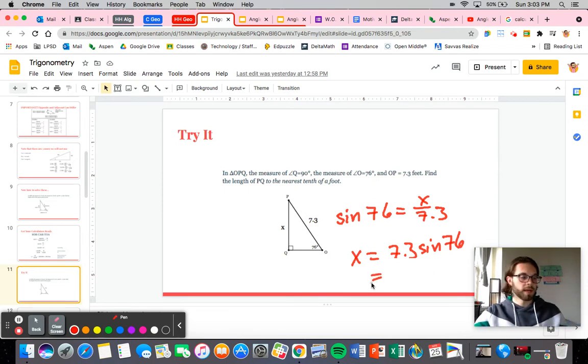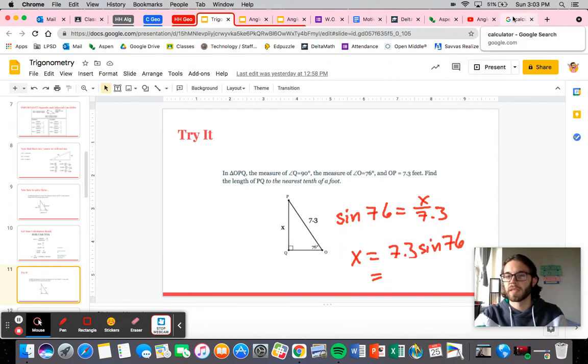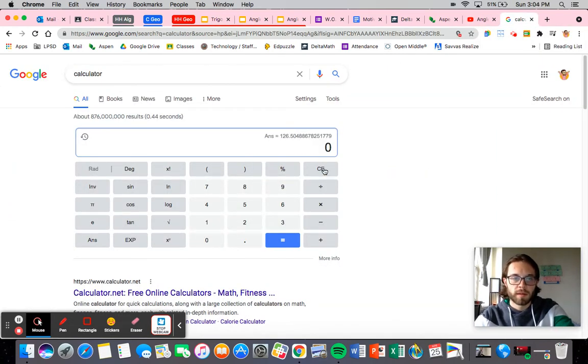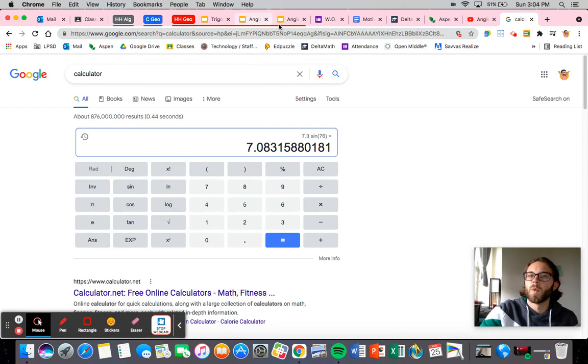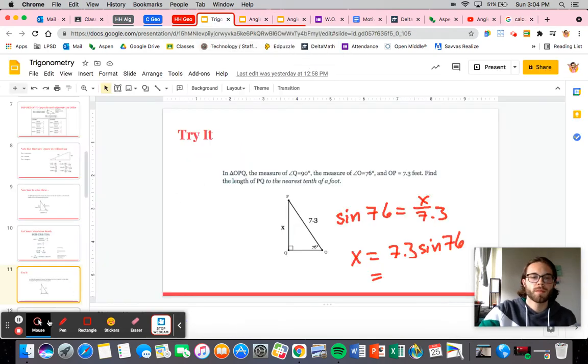And then if I plug that into my calculator again, 7.3 sine of 76. Let me clear this. 7.3 sine of 76. That's 7.08, so about 7.1. Which makes sense, right? This is a bigger angle than this one, so this will be the bigger side. It's actually a pretty sizable angle, so it'll be relatively close.